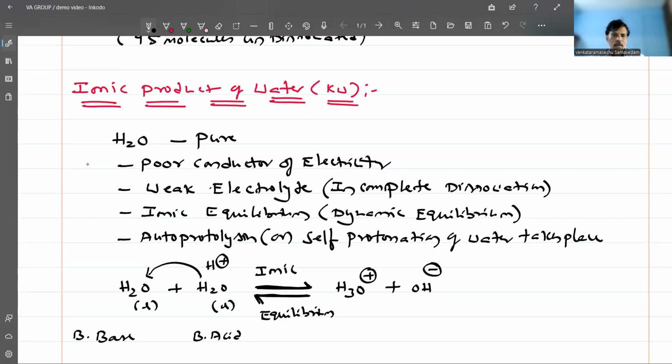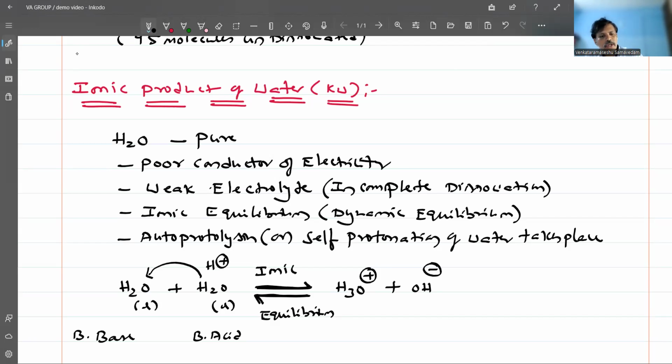Water molecules in pure condition are a poor conductor of electricity, that is, a weak electrolyte. There is incomplete dissociation, and ionic equilibrium will be developed. That is a dynamic equilibrium, where both forward and backward reactions take place. And to get this dynamic or ionic equilibrium, 100% autoprotonation must take place.